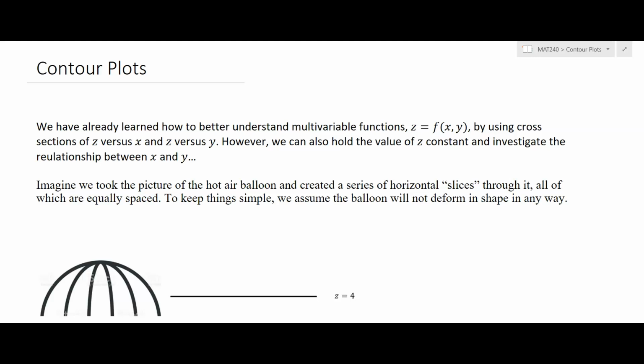Hello and welcome. In this video, we are going to take a look at contour plots. Contour plots are another way of visualizing multivariable functions. So far, we have seen them by using cross sections of z versus x and z versus y.